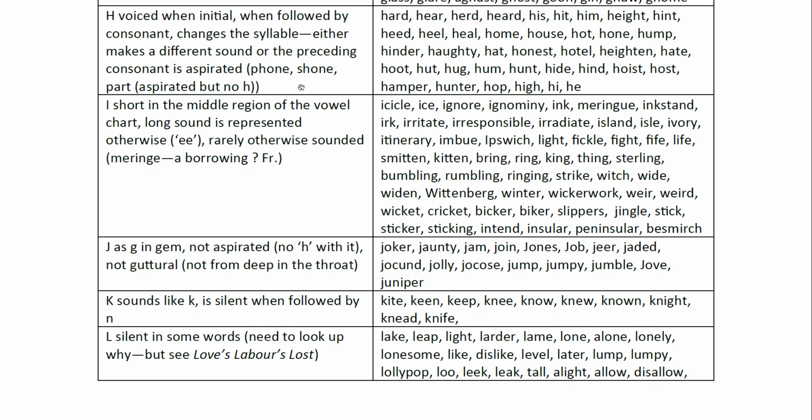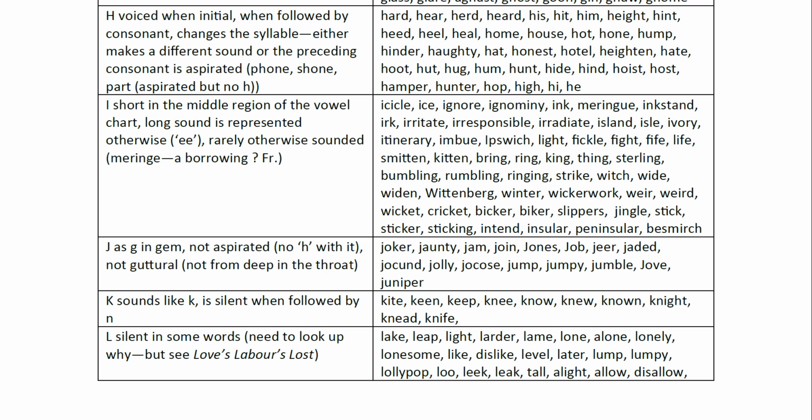So, shone, and part. Part is aspirated, but there's no H to mark it. That's the peculiarity of English. You have to know where P is aspirated. Boy, we don't aspirate boy. So P is a lot of times aspirated, but spot, not spot with aspiration. Sport, part. Part has P aspirated to a slight degree, not 100%. Not part with heavy aspiration, but lightly aspirated.